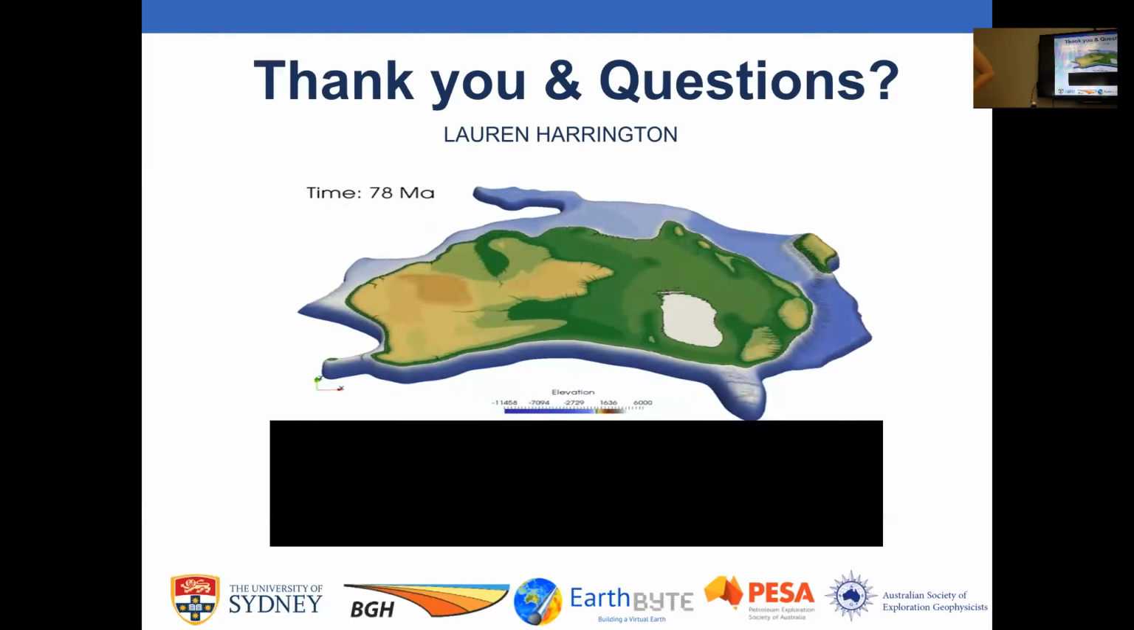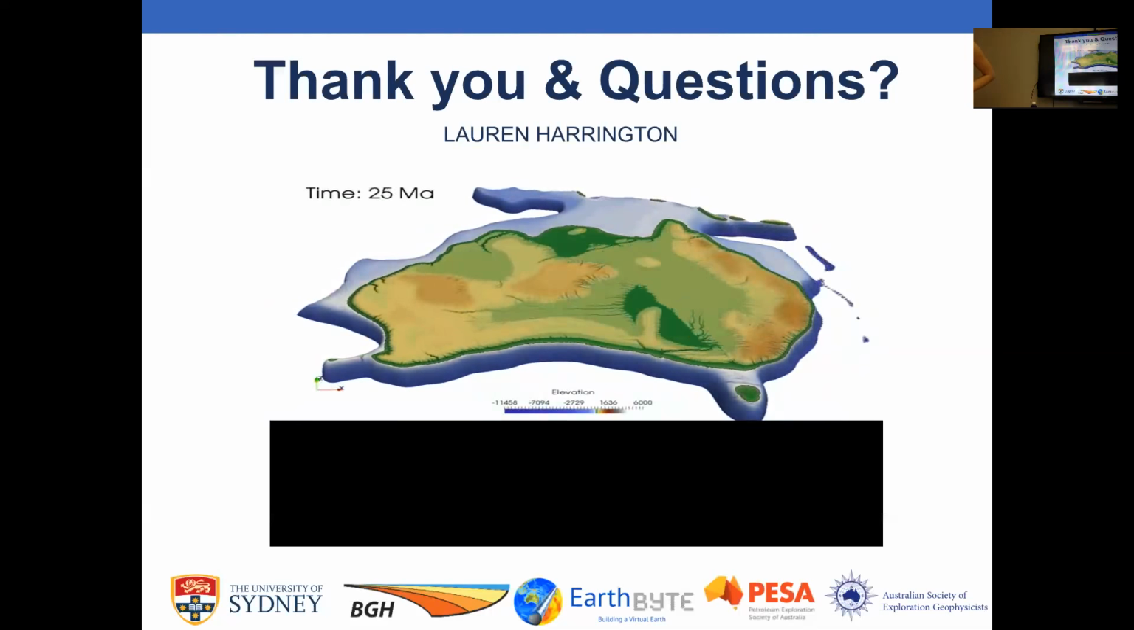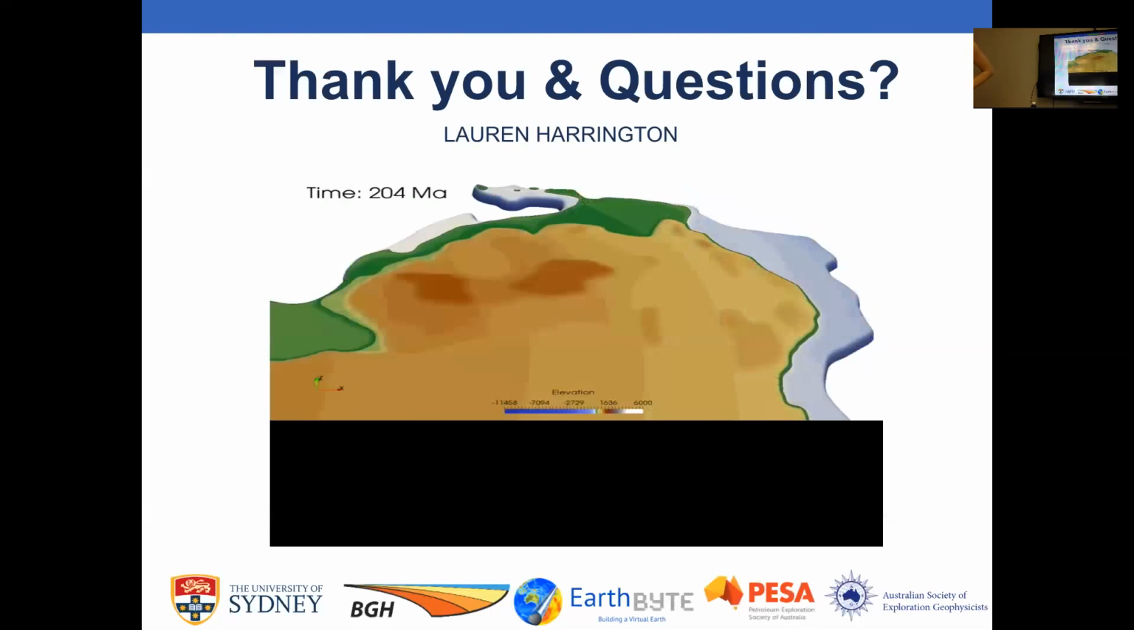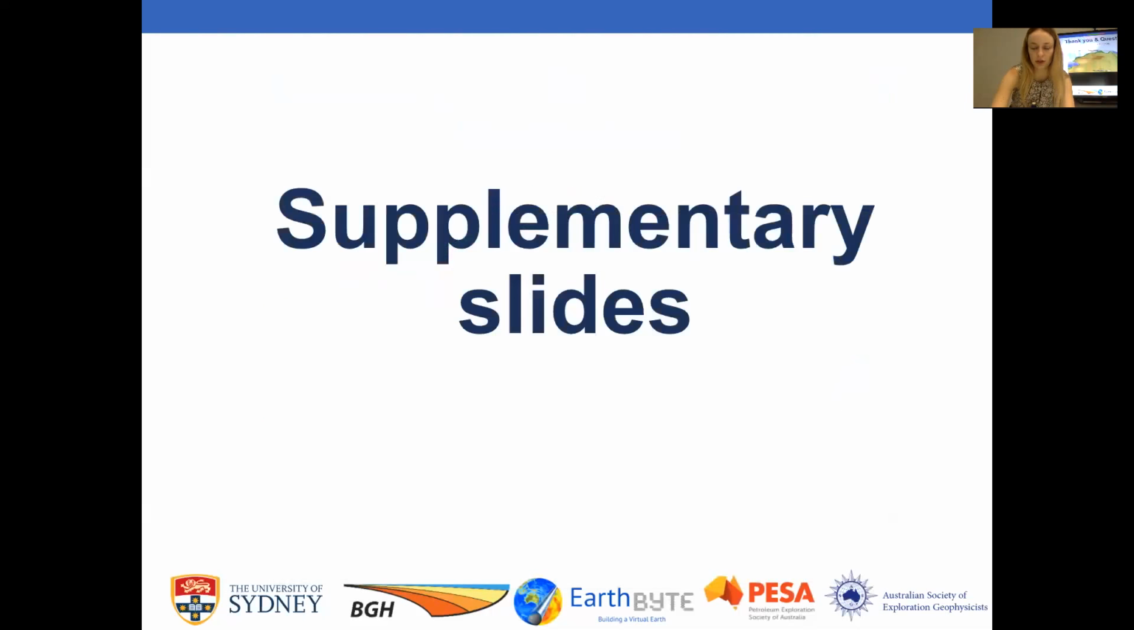If you added some models, like the initial elevation, would it significantly change something like the mode value? Yeah. So we'll say, for example, that rift shoulder down the bottom there. Actually, I have a slide for this, I'll show you.